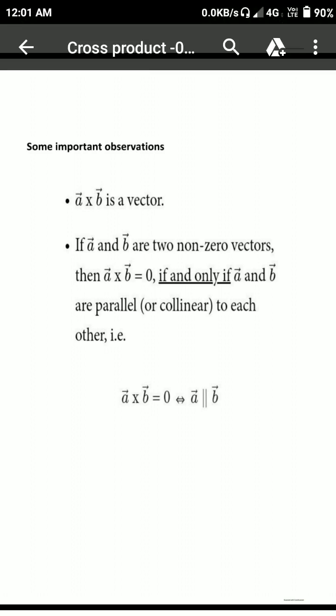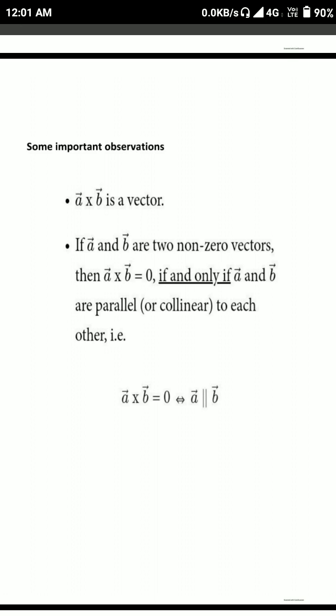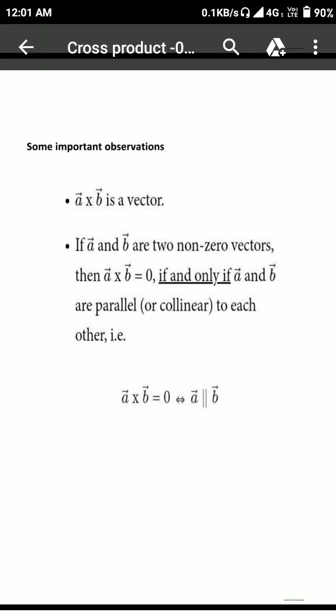Then from the definition of cross product, a cross b is equal to magnitude of a, magnitude of b, then sine of 0 degrees or sine of 180 degrees, both of which are 0. Therefore a vector cross b vector is equal to the zero vector. So a cross b is equal to the zero vector if and only if a vector and b vector are parallel or collinear.